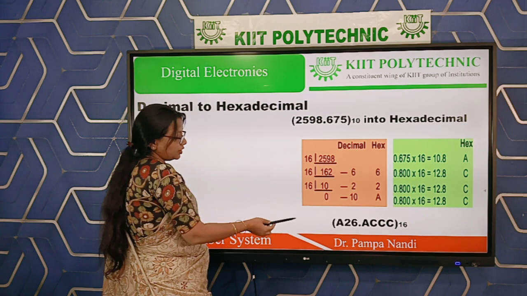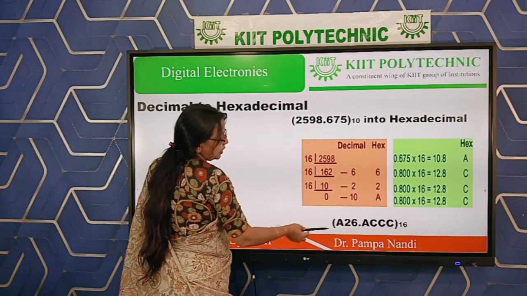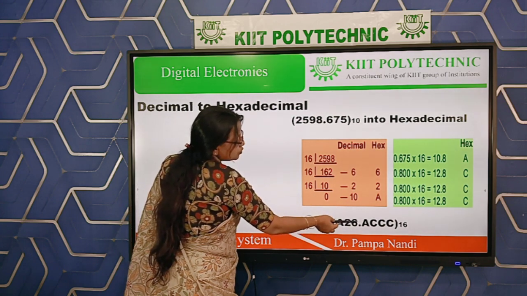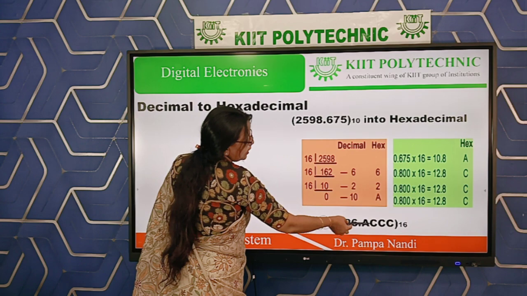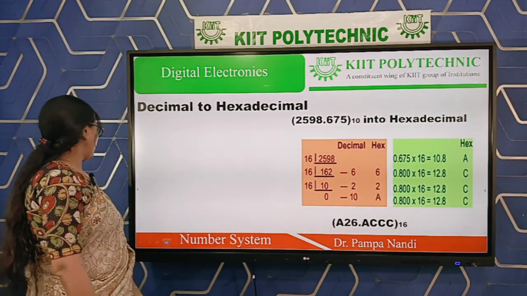So according to this, the equivalent value for this in hexadecimal is A26.ACCCC. This is the hexadecimal equivalent.